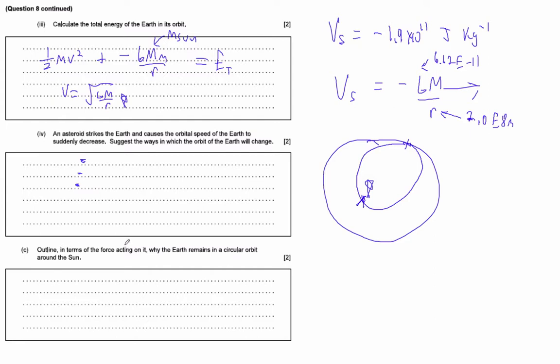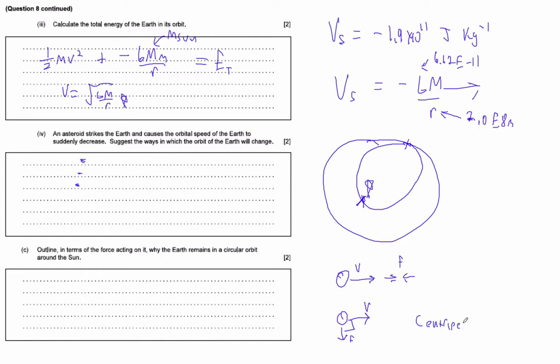Outline in terms of force acting on it why the Earth remains in a circular orbit. Remember, if we've got an object that's moving like this, and we've got a force in the direction it's going or opposite, that changes the magnitude of the speed. If this is our velocity and this is a force. Remember, though, if we've got a velocity that's to the side and a force that's like this, if they're at right angles, that causes the direction to change in a constant manner. It causes a centripetal acceleration.